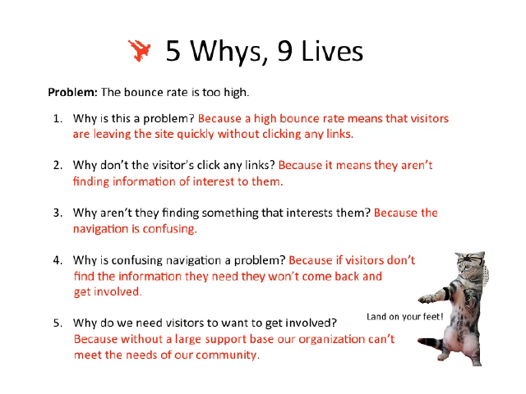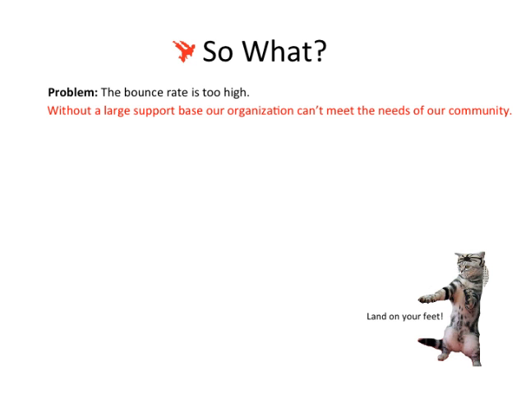So that's the 5 whys. And that got us from the problem, the bounce rate being too high, to the real root of the problem and why it matters to the organization. Now, we need to take it one step further so that we understand the impact that this will have on a larger scale. We need to ask ourselves, so what? So what if our organization can't meet the needs of our community?